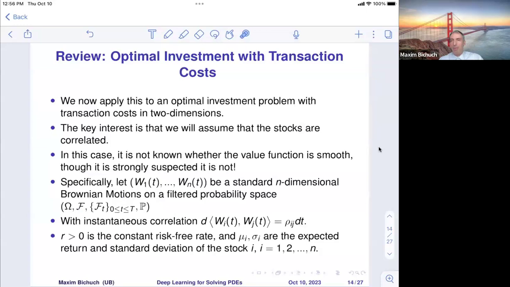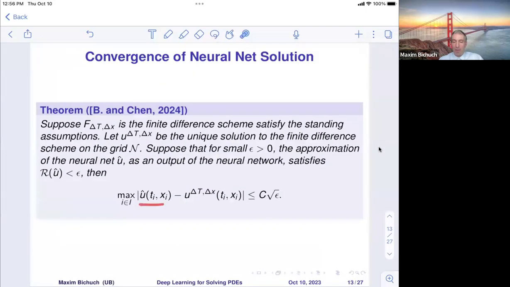Because at this point we've completed this triangle. So the neural network is going to be close to the finite difference solution. In turn, we know that the finite difference solution will be close to the true viscosity solution. And so now there are some technicalities, but basically the key idea is clear. As long as all the assumptions that we have imposed can be satisfied, we will have the desired convergence that we want.